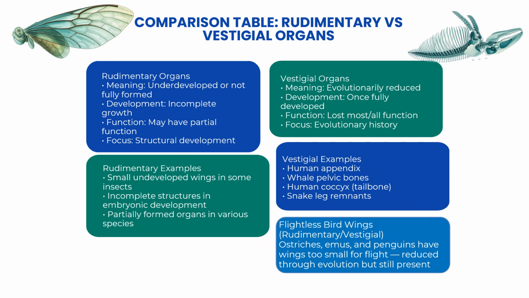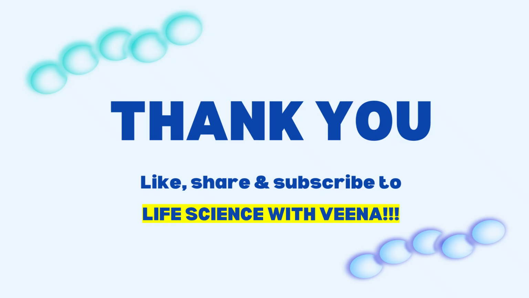Flightless birds, if you talk about, they are the rudimentary or vestigial organs. They can be called as ostrich or emu or penguin, which are flightless birds. So in that case also the wings are rudimentary, you can see. So these are the examples of rudimentary and vestigial organs. I hope you have understood these terminologies.